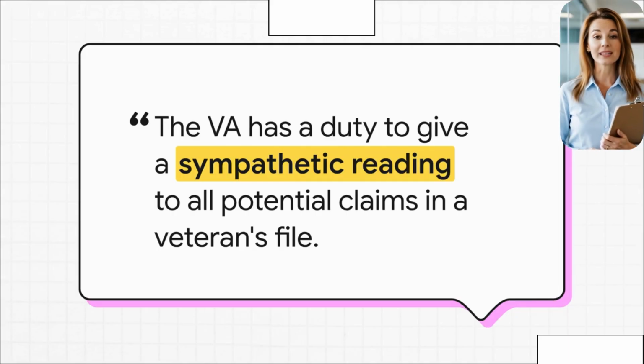So if your file back in 1992 clearly had evidence pointing to, say, a psychiatric condition, but you only filed a claim for your knee, the VA had a duty to consider that psychiatric claim too. If they didn't, well, that could be your clear and unmistakable error.